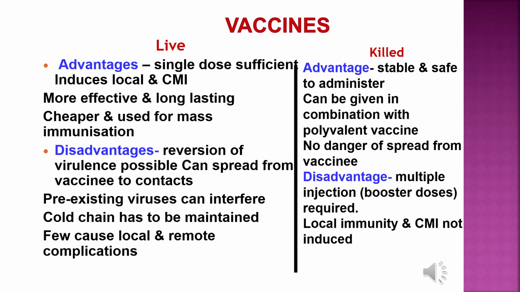Then disadvantages of live vaccine: reversion of virulence is possible, it can spread from vaccinees to contacts, pre-existing viruses can interfere, the cold chain has to be maintained, and a few cause local and remote complications. Disadvantages of killed vaccine: multiple injections, that is, a booster dose is required, and local immunity and cell mediated immunity are not induced.